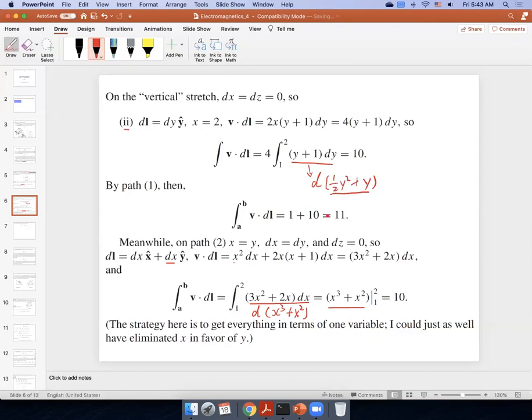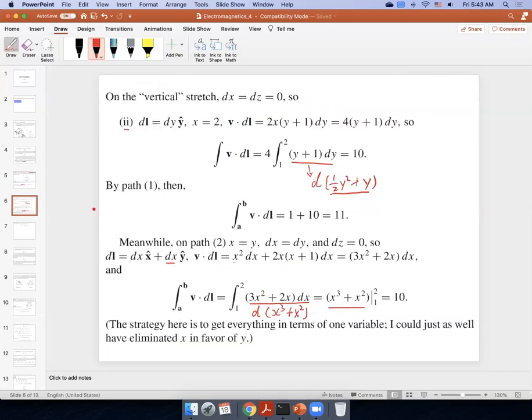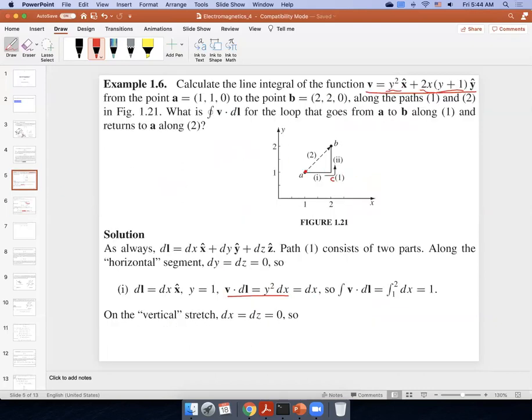Okay, so now let's see. This is for path 2. For path 2, if you integrate from a to b, the number is 10. So for path 2, if you integrate from b to a, then the answer should be negative 10. If you reverse the direction of the integral, then it becomes negative.